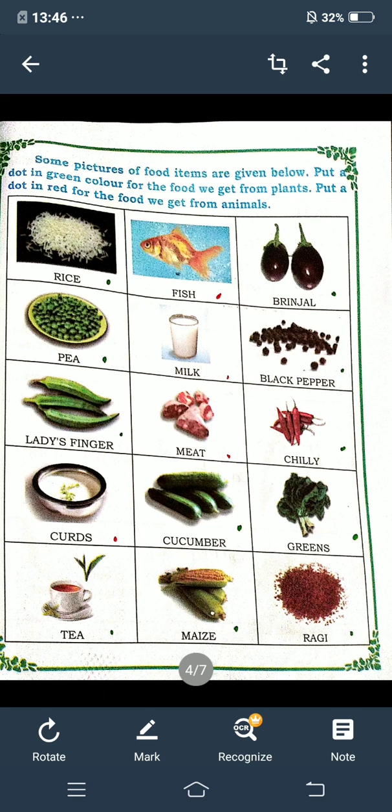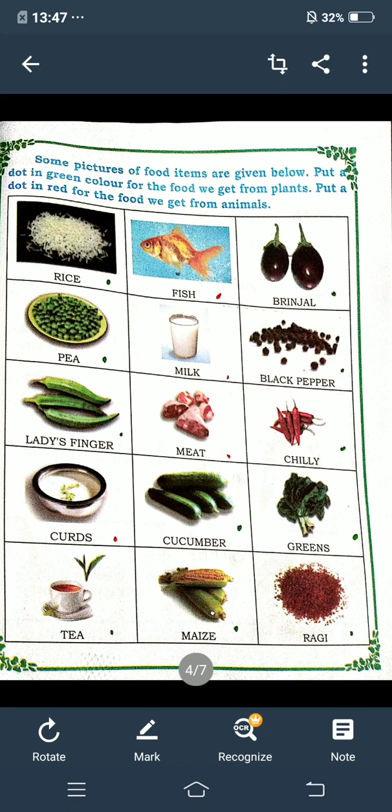Next is cucumber. We get this one from the plants. So put a dot with green color pencil. Next is greens. This also we get from the plants. So put a dot with green color pencil. Next is tea. You drink tea, coffee and all, no? We get this one from the plants. So put a dot with green color pencil. Next is maize.